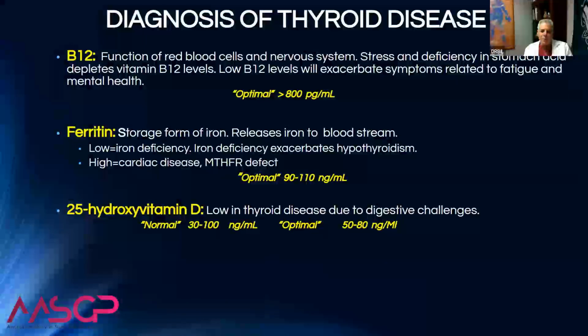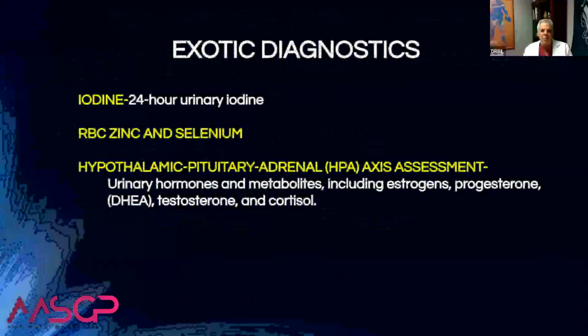B12, optimal is greater than 800 picograms per milliliter. Ferritin, 90 to 110 is kind of our sweet spot. I've seen it as low as 6 and 7 with the immune issues with the thyroid. And again, vitamin D, 50 to 80 is our optimal. Normal is 30 to 100.